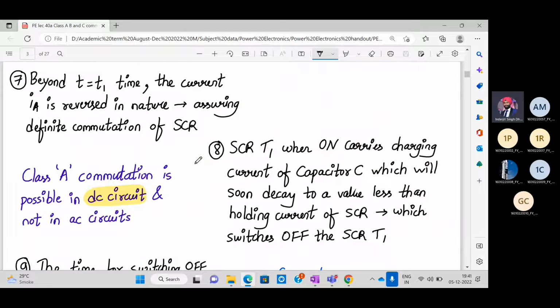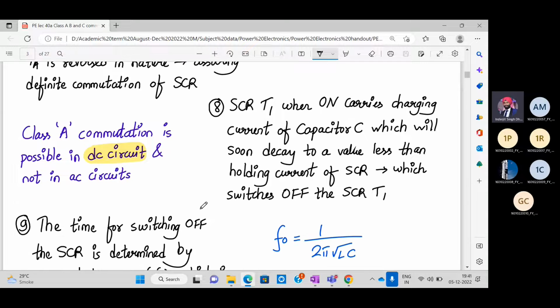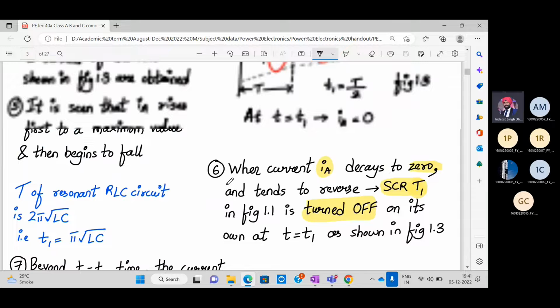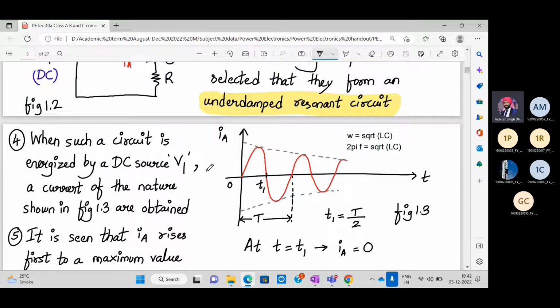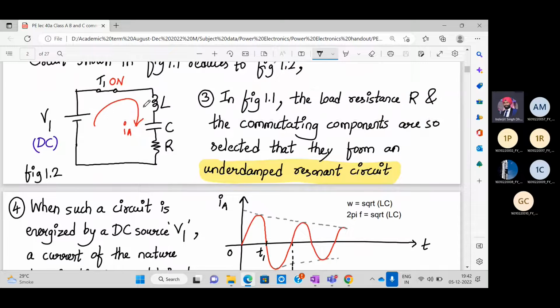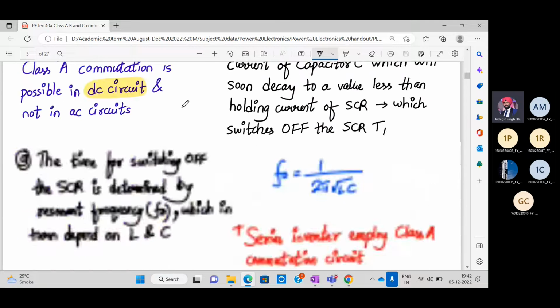All right. So class A is possible in DC circuits and not in AC circuits. That is a very, very important point to remember. Another point is SCR T1 when on carries the charging current of the capacitor, which will soon decay to a value less than the holding current, which will switch off the SCR. So exactly that is what is happening. That is how the series resonance circuit works, right? Because here L and C work in tandem. If one is storing energy, the other is releasing the energy, and vice versa. All right. So that's the working of the RLC series resonance circuit.